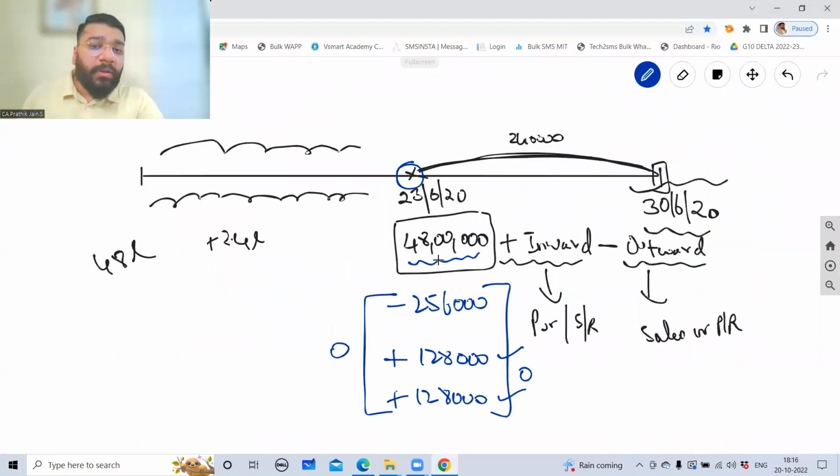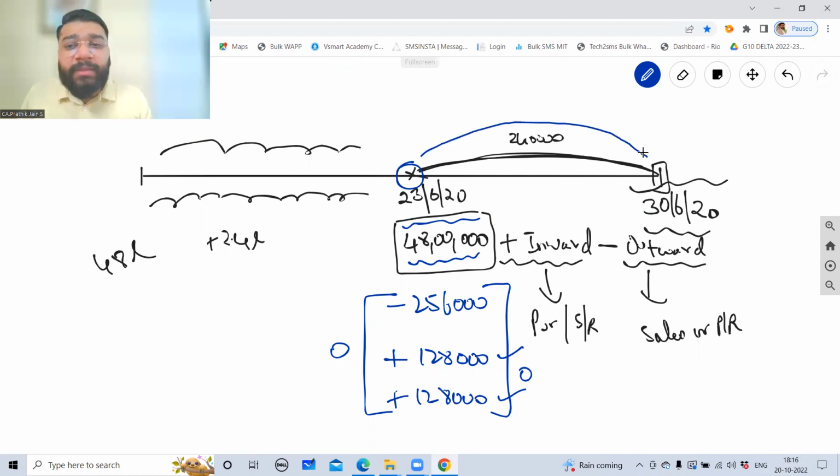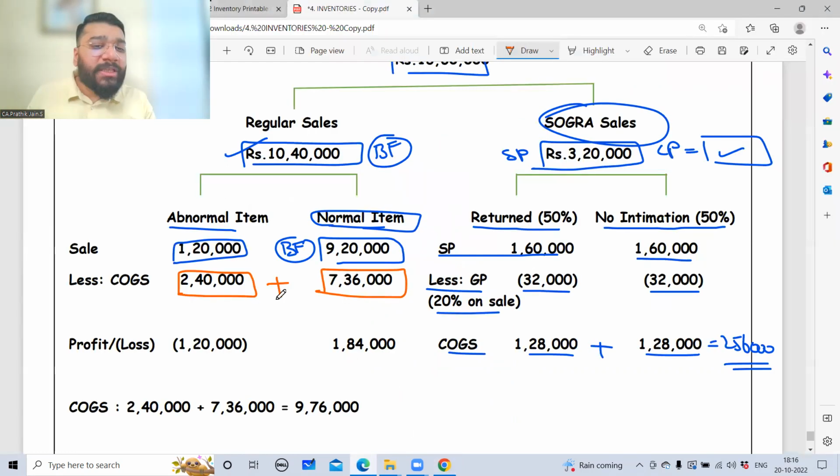Now, when I did the physical verification on 23rd June, this 48 lakh worth of goods, what has happened? The 48 lakh is the total inventory on 23rd June. After that, the goods were sent out. So the goods that were sent out between this period, I need to minus. This 48 lakh inventory, what I've taken on 23rd June, includes the cost of goods that were sold. Basically, if you add these both, 240 and 736, can you please tell me the total?